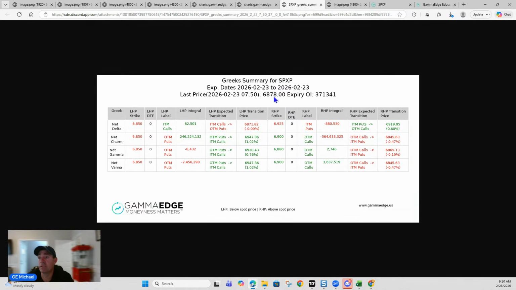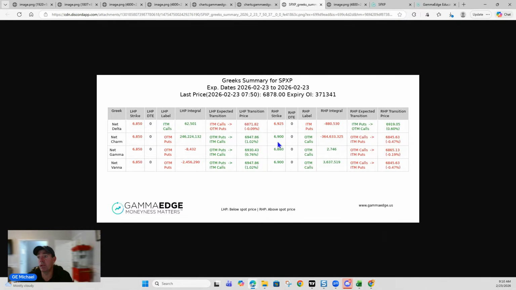So if we were below 68.71, this transition area, this would actually turn this to out of the money puts. And if the spot price is below that, that'd be a little bit more negative overall structure, difficult for price appreciation. And then 68.50, those in the money calls, that should be supportive as long as we're above that level. And then you can look down the net charm and net gamma levels, understanding this left-hand plane.